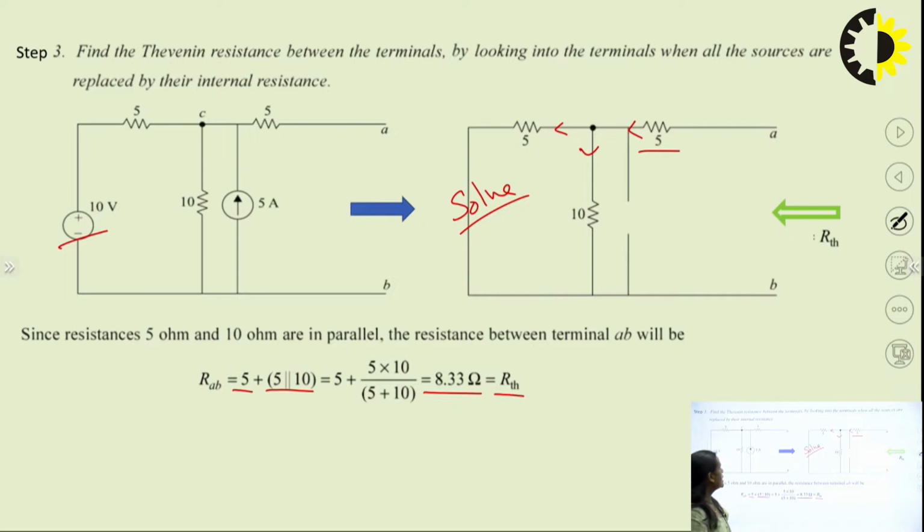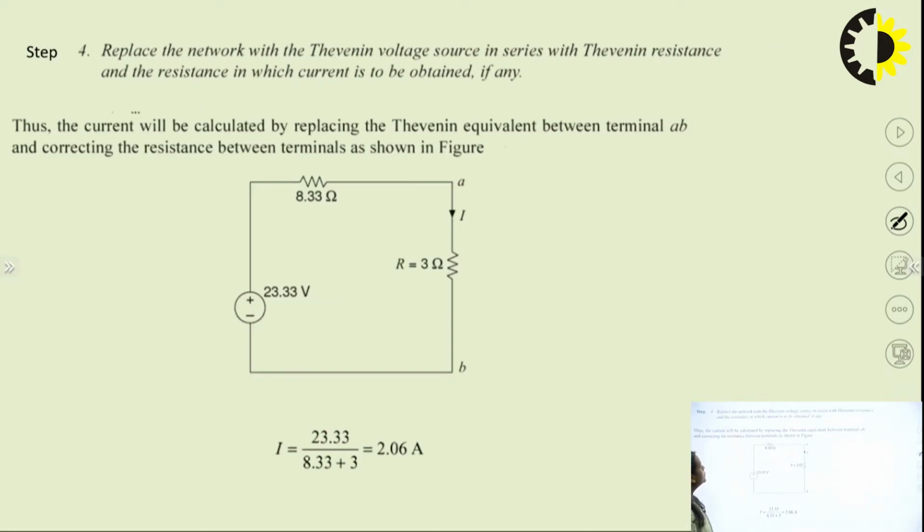Now the last step is to replace the network with the Thevenin voltage source in series with the Thevenin resistance, and the resistance in which the current is to be obtained, if there is any resistance, right? So the circuit which was given, now we have replaced with the Thevenin equivalent circuit. The VTH value we have already found, that is 23.33 volt, and this is the RTH value and this is the VTH value, right?